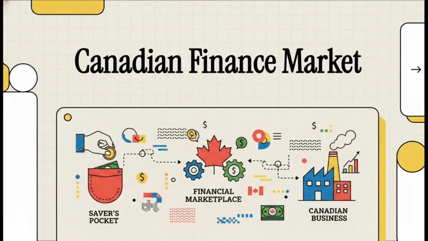Welcome to This Explainer. Today, we're going to unpack the architecture of the Canadian financial marketplace. Think of me as your guide to this incredible ecosystem. We'll be going from the big, macro-level concepts right down to the practical realities of how a single dollar actually flows from a saver's pocket to fuel a growing Canadian business. It's like a giant puzzle, and we're going to put the pieces together.